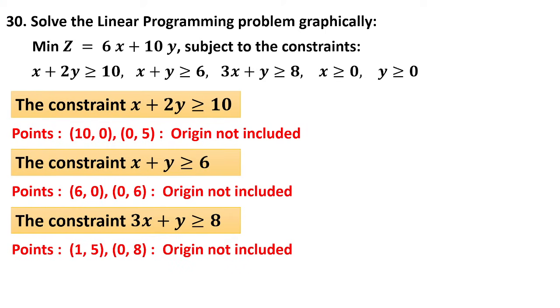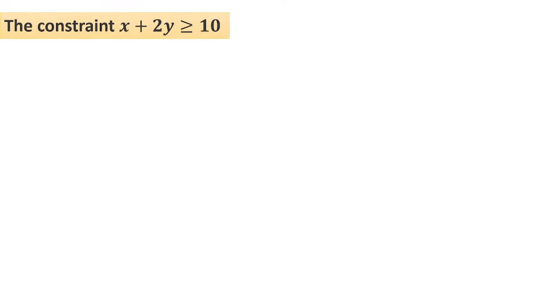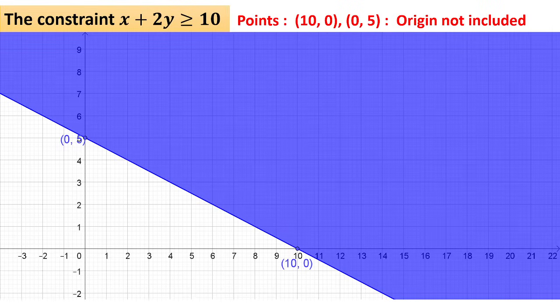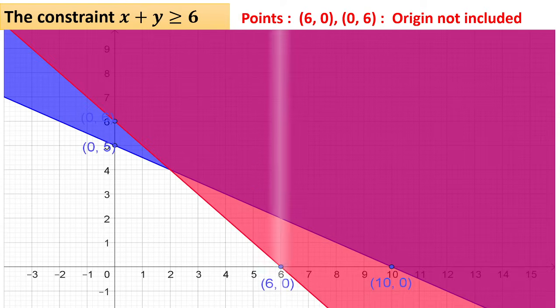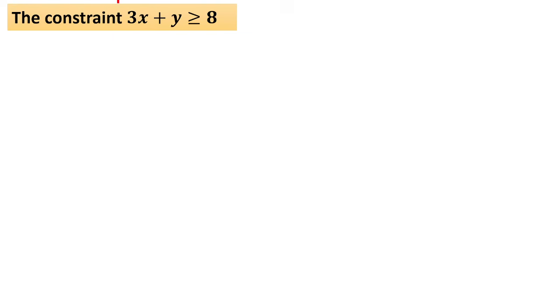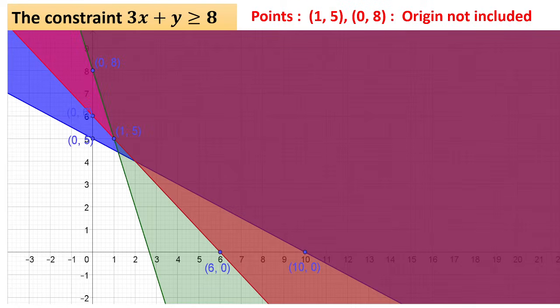Origin not included. Three constraints are given, and all of you know this is the straight line number 1, origin not included. This is the straight line number 2 when you draw it, origin not included. This is the third straight line you are getting, origin not included.